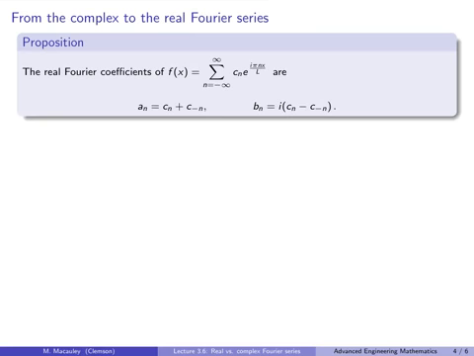Okay, so here's the opposite of the previous slide. This is how to go from the complex to the real Fourier series. So let's suppose that we have a function f of x, which is written as a complex Fourier series, like this. And as we know the cn's, then we can derive the an's and the bn's from these. So we can say that an is cn plus c negative n, and bn is i times cn minus c negative n. Okay, so really all we're going to do here is just apply Euler's formula.